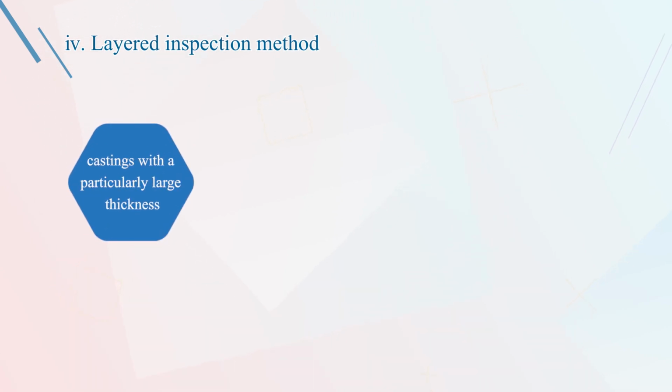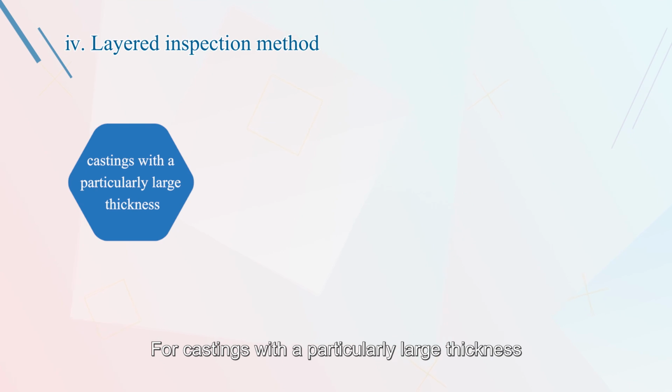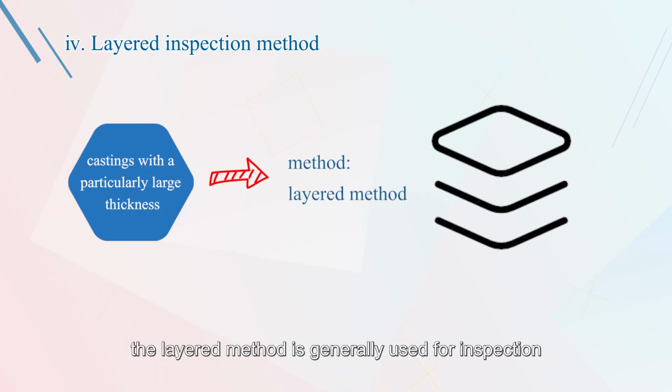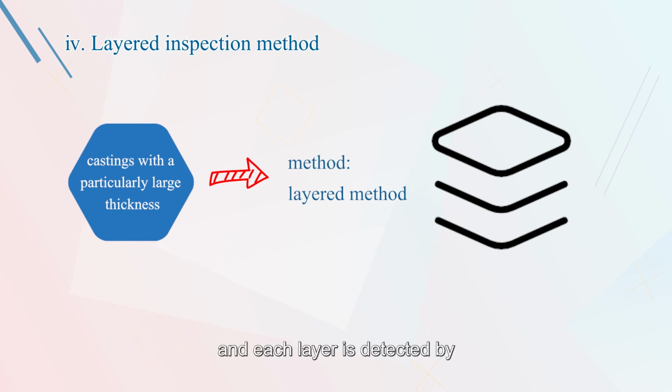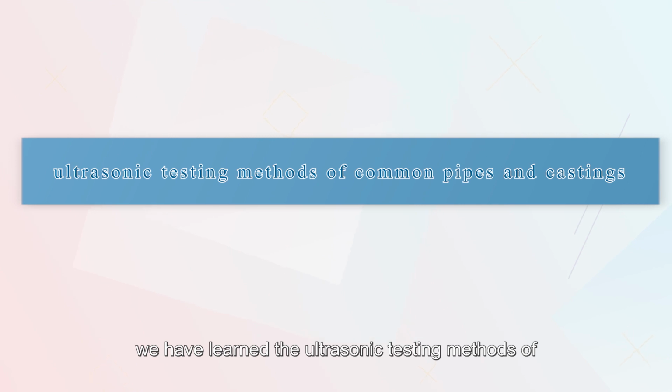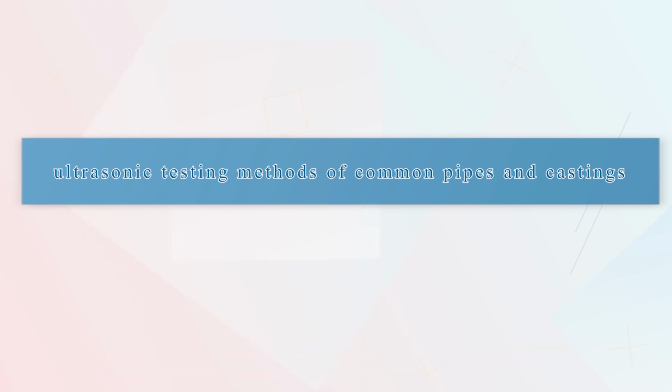4. Layered inspection method. For castings with a particularly large thickness, the layered method is generally used for inspection. The thickness of the casting is divided into several layers, and each layer is inspected by adjusting the sensitivity to the depth of the layer. In this lesson, we have learned the ultrasonic testing methods of common pipes and castings.